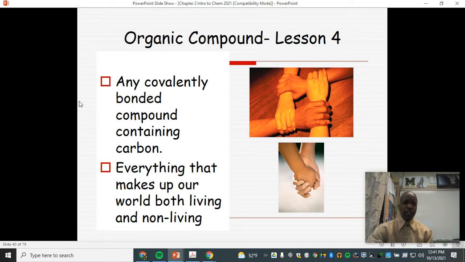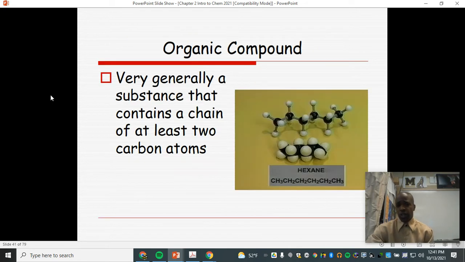So, any covalently bonded compound containing carbon is called organic. It's more than like they want us to believe that, oh, you had some organic food. What the truth of the matter is, anything that has at least one carbon chain is considered organic. Very generally, any substance that contains a chain of at least two carbon atoms is organic. Basically, all the food you eat is organic. It does not suggest that it was grown on the side of a mountain and it's healthy or whatever the case is. It just simply is telling you that it contains at least one carbon chain.